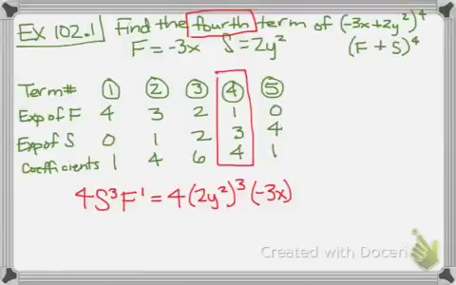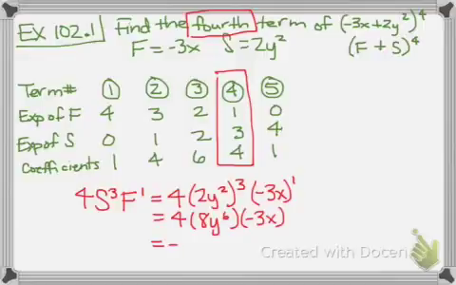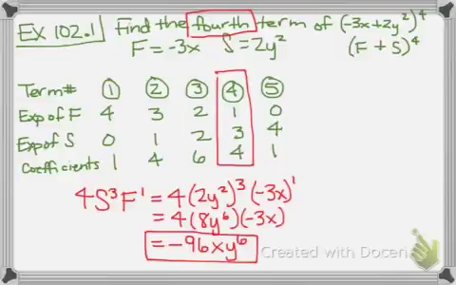f raised to the 1st power, so negative 3x raised to the 1st power, and then we just simplify. So we'll do 4 times 2 to the 3rd power is 8, y squared to the 3rd power is y to the 6th, and then negative 3x to the 1st power is just negative 3x. So when we multiply 4 times 8 times negative 3, we get negative 96, and then we have x and y to the 6th. So the 4th term of that expansion is negative 96x y to the 6th.